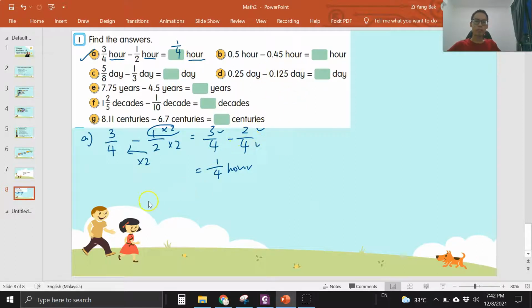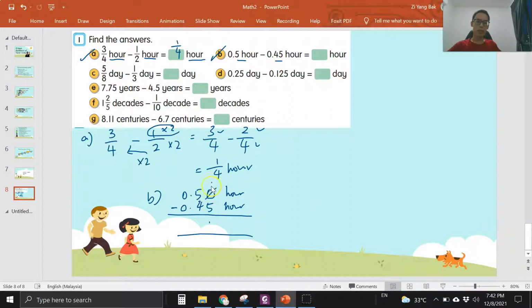Question B. 0.5 minus 0.45. Now I told you to write 0 for empty space. Okay, if not you will make mistakes. Many students just see that there's nothing here, so I just write 5 here. But you have to put a 0 first. Put a 0 first, and then you minus.